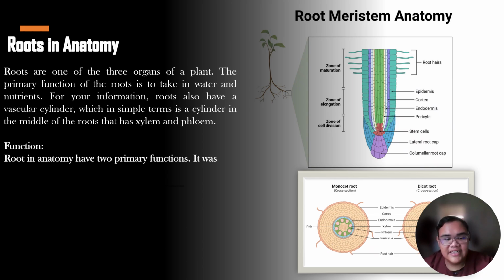Functions. Roots in anatomy have two primary functions. It was water absorption, which means water moves from soil to roots, stem, and leaf where the transpiration occurs. Second is anchorage, which means roots keep the plant stay in the soil in a particular place.